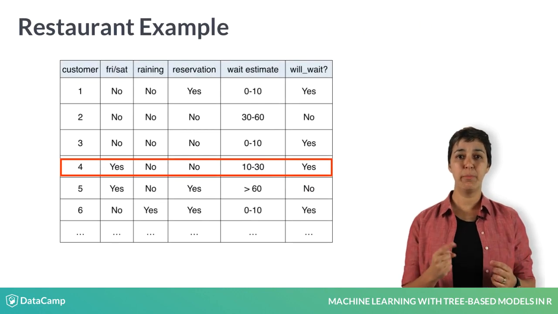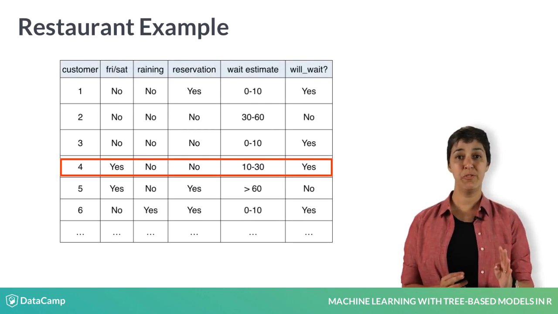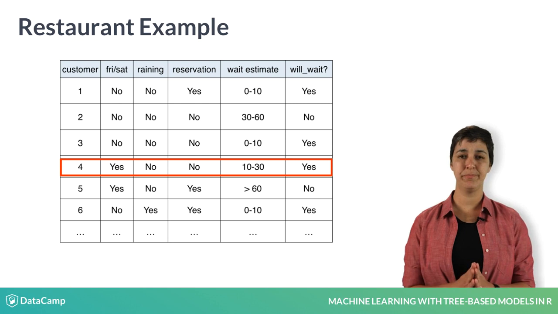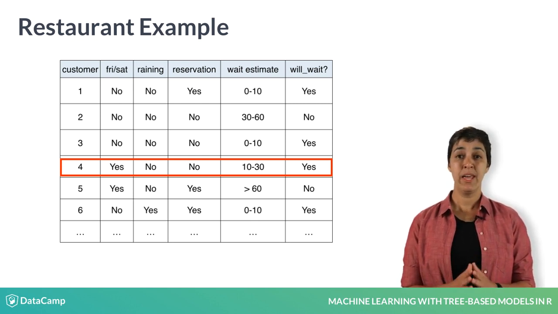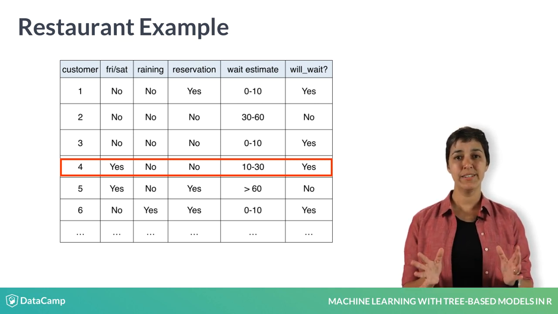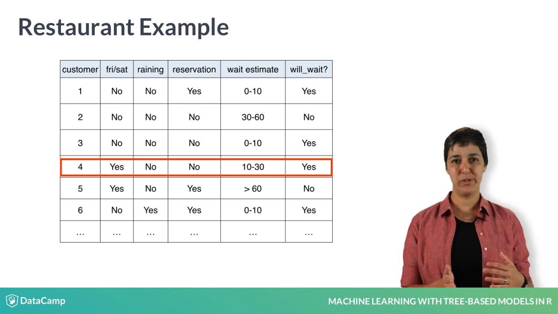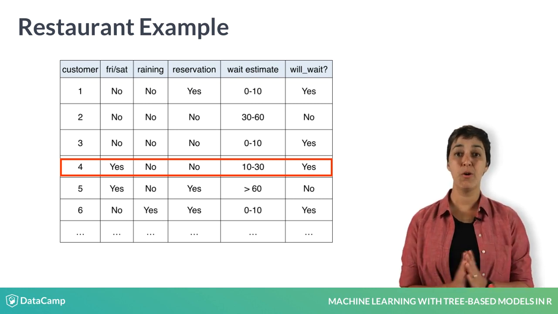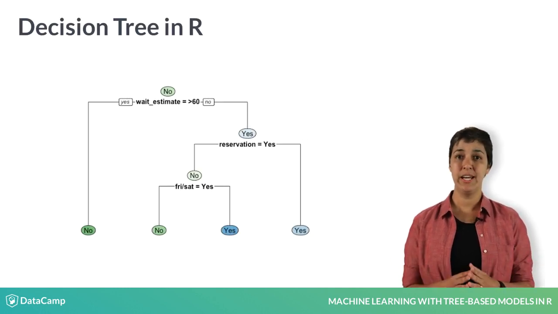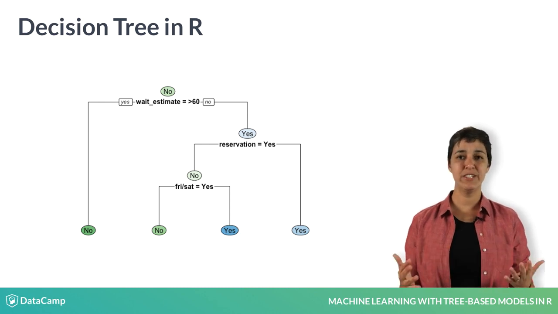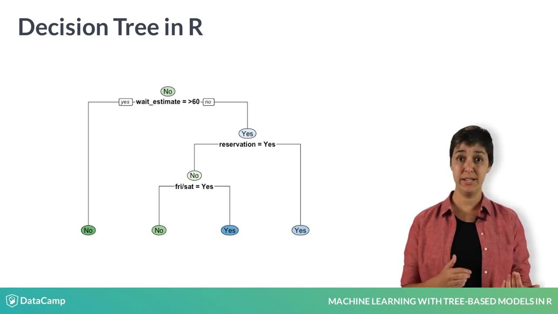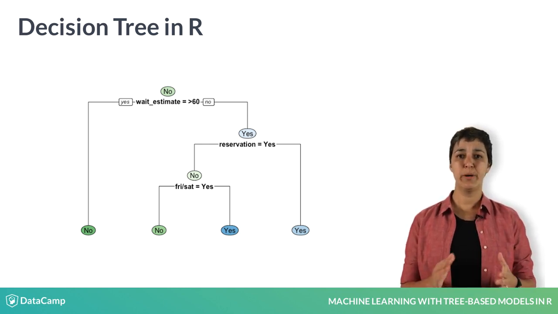Let's take a look at one data point in the training set. Customer 4 went to a restaurant on a Friday or Saturday. It was not raining. They didn't have a reservation, and the wait estimate was somewhere between 10 to 30 minutes. In this case, they decided to stay at the restaurant and wait for the table rather than go elsewhere. It doesn't take much to create a decision tree in R. The output is very elegant and clear to understand. We'll talk about how to create this decision tree in R later, but for now, let's understand how you interpret this output.